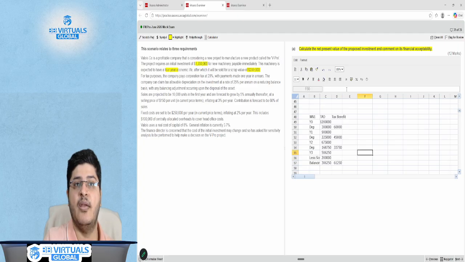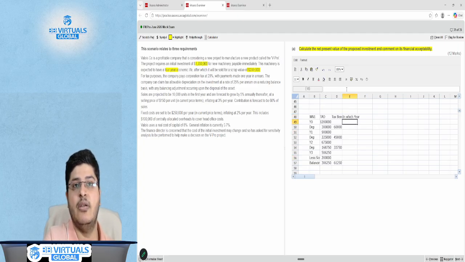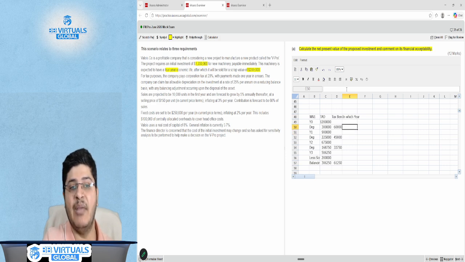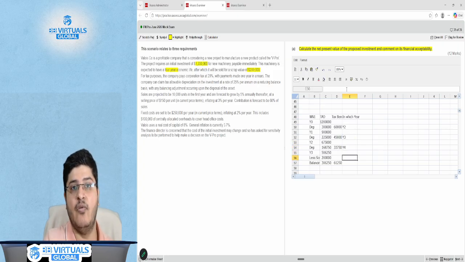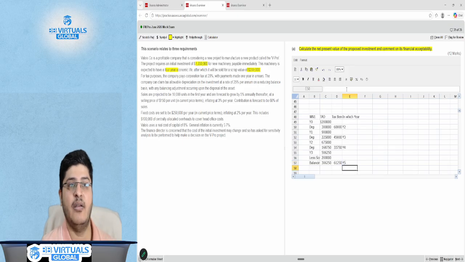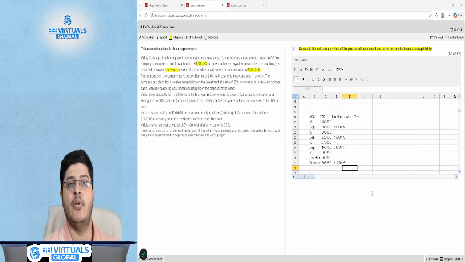Clear? This is the benefit that you get in which year? In which year do I get this benefit? Year 1 tax benefit I get in year 2. Year 2 tax benefit I get in year 3. Year 3 tax benefit I get in year 4, and year 4 tax benefit I get in year 5. Any questions still here, guys? Any questions? Clear? Super. Done?